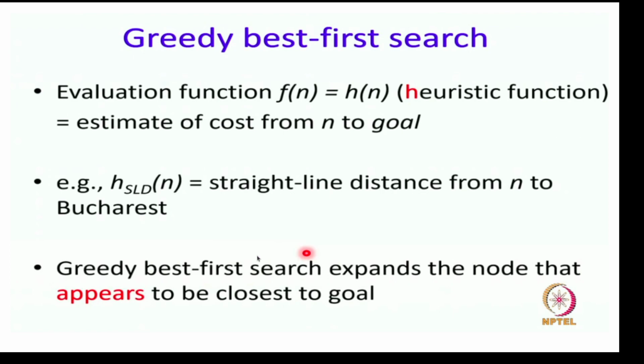So it is always greedy. It is saying you are at any node, okay, good, but in going to the next node, the only criterion is that you select the node from which the cost to reach the goal is minimum.